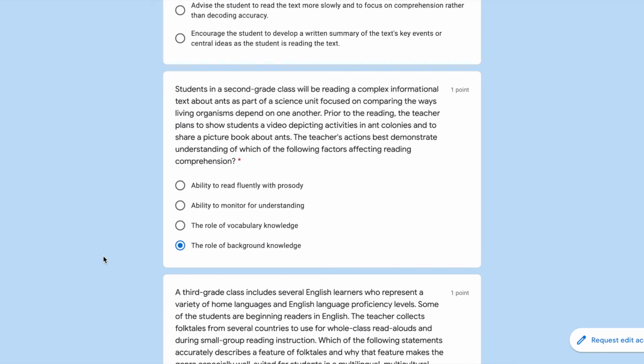unit. Moreover, by providing students with both visual and oral language experiences with the new context through the video and the picture book activities, the teacher is more likely to ensure that the context will be accessible for all students in the class. That's an excellent skill to understand and utilize in your classroom.